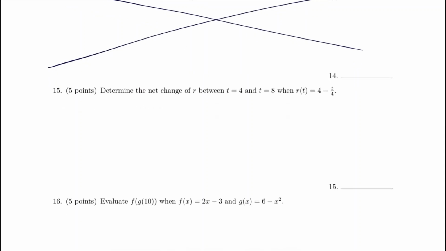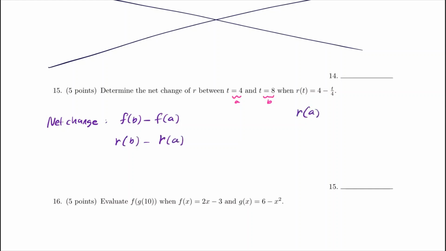Number 15, we're going to find the net change for this particular function r of t when t is equal to 4 and t is equal to 8. So let's go ahead and label them. So this is going to be your a value, this is going to be your b value. So we know that the net change is given by this formula, f of b minus f of a, where a is the first x value, b is the second x value, as I have labeled it here. Now we're not using f, we're using r, so we're going to evaluate r of b minus r of a. So let's find these values.